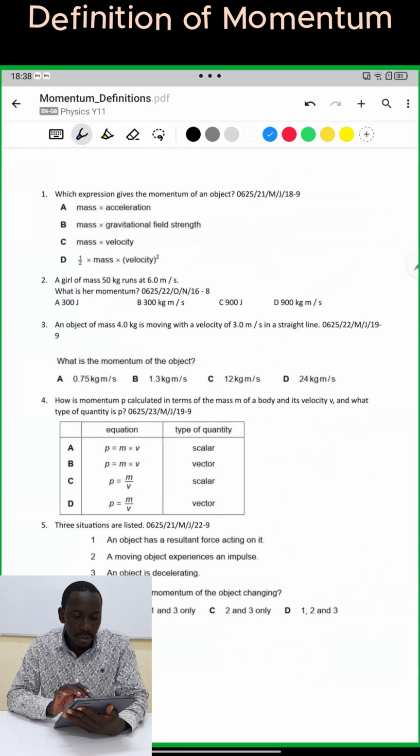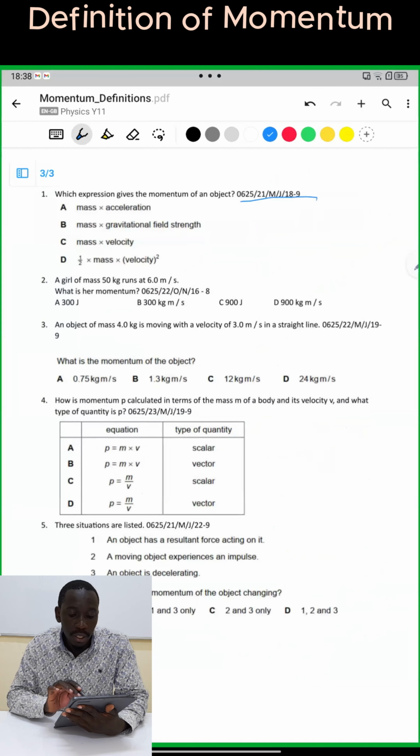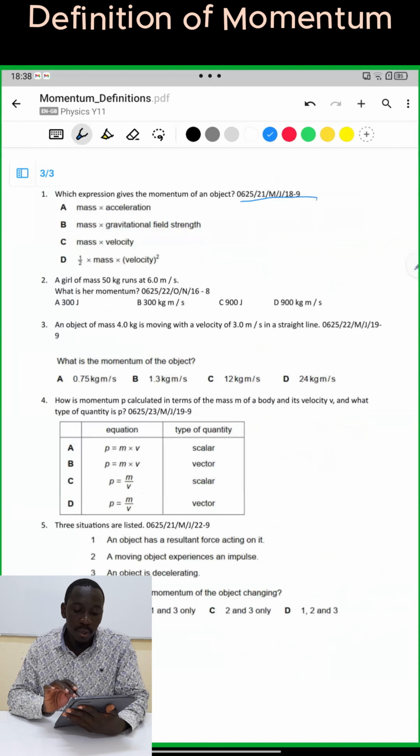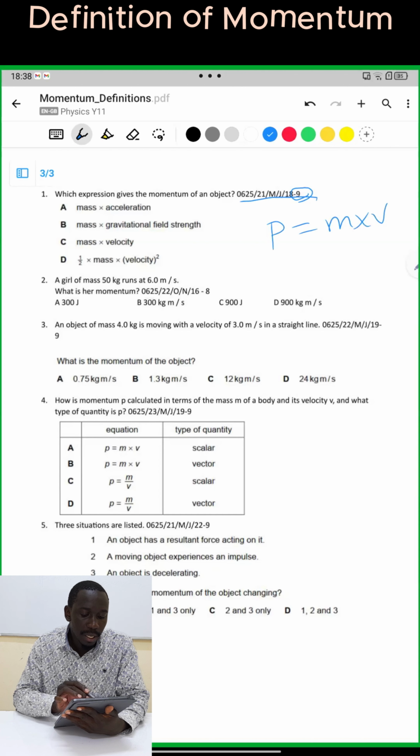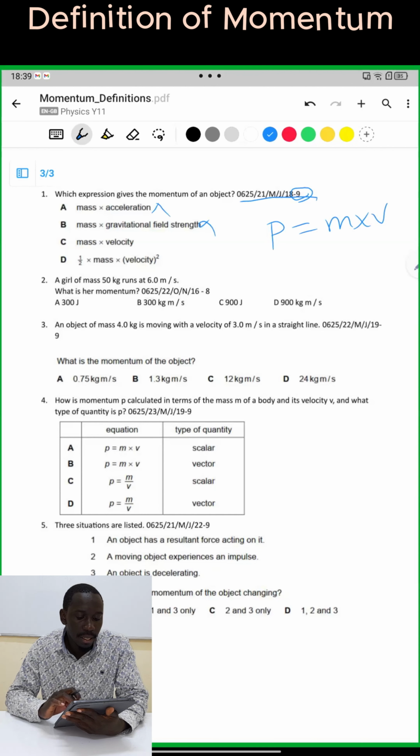Which expression gives the momentum of an object? This question came from May-June, Variant 2-1, 2018, question number 9. Momentum, as we've said, is defined as mass times velocity. Mass times velocity is in, while mass times gravitational field strength is out. So our answer here is C. That is just a recall question.